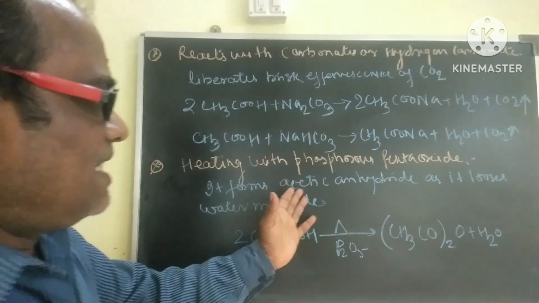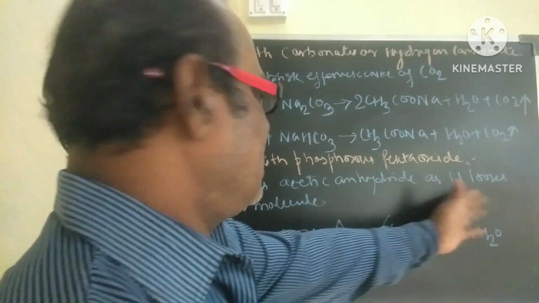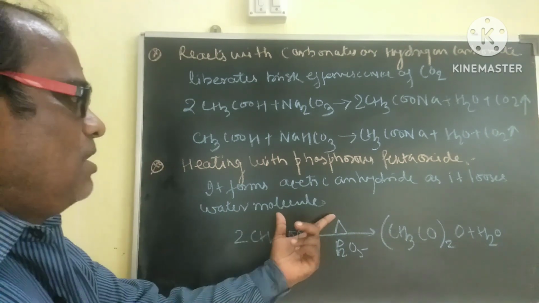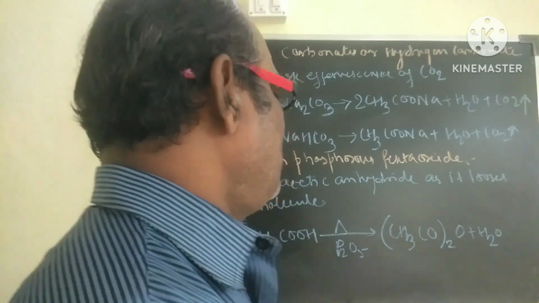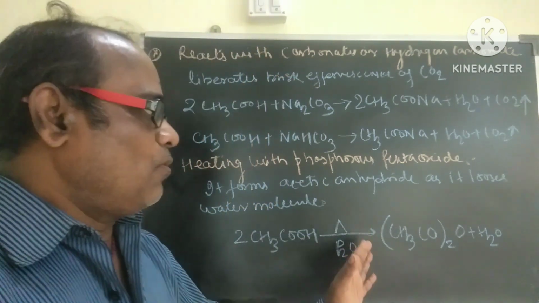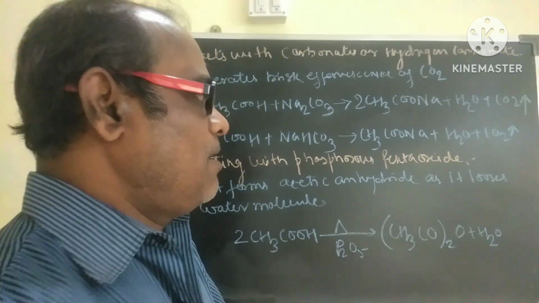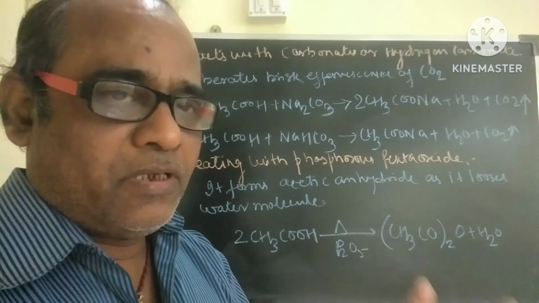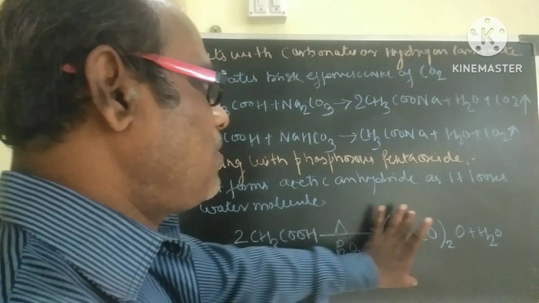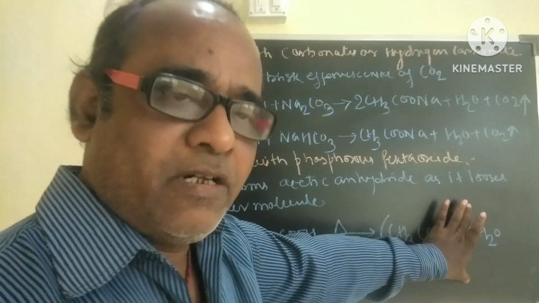It's a very important reaction: heating with phosphorus pentoxide forms acetic anhydride as it loses a water molecule. So the reaction is in this way, and hopefully you know this reaction, as this reaction may not be in your syllabus, but still it is very important to know right now.